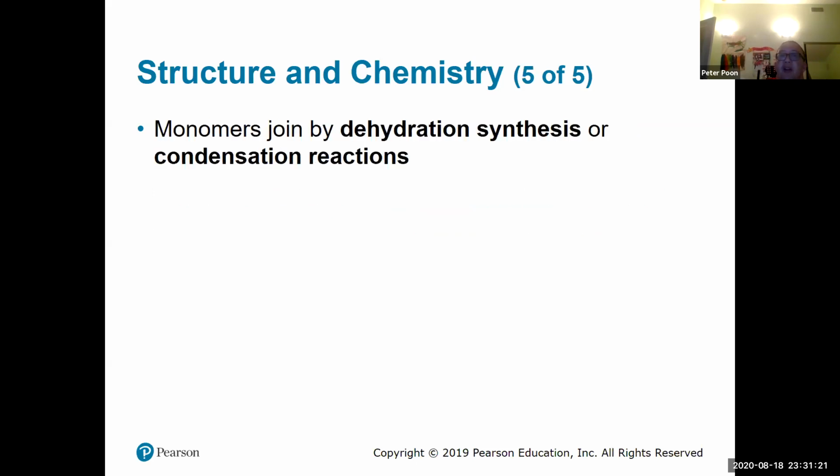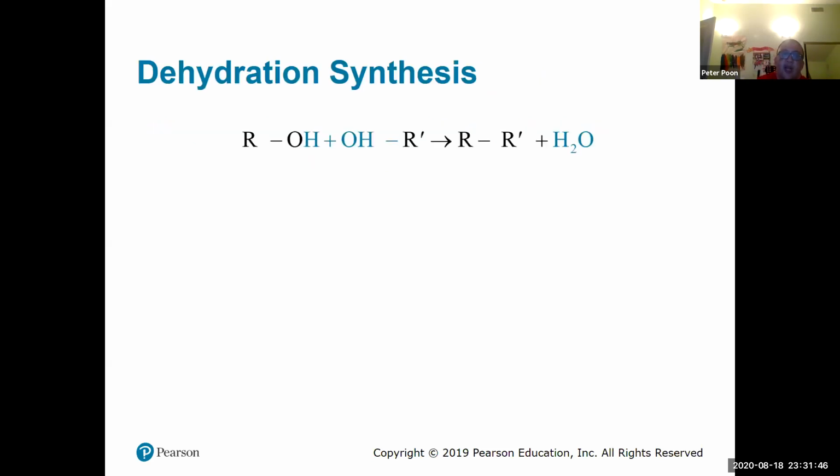Monomers are joined by dehydration synthesis or condensation reactions. Condensation, you condense something, right? But I actually like the term dehydration synthesis better. Dehydration, removal of water, synthesis, put things together. This is dehydration synthesis.